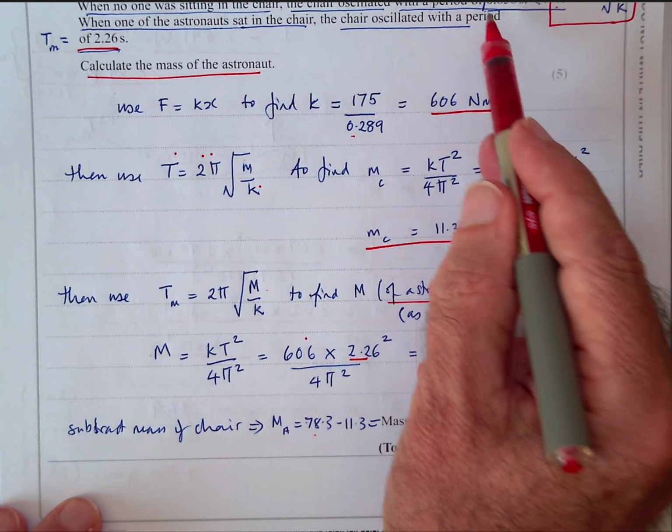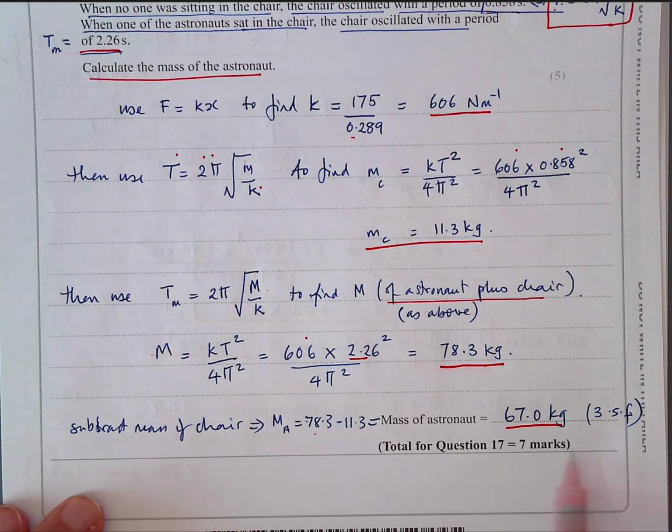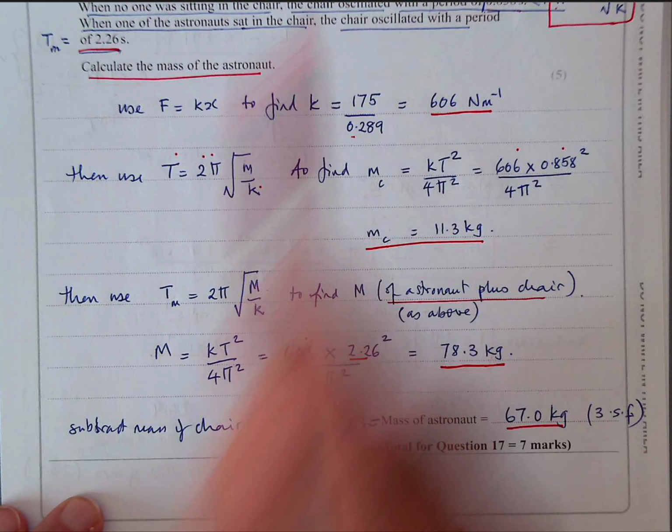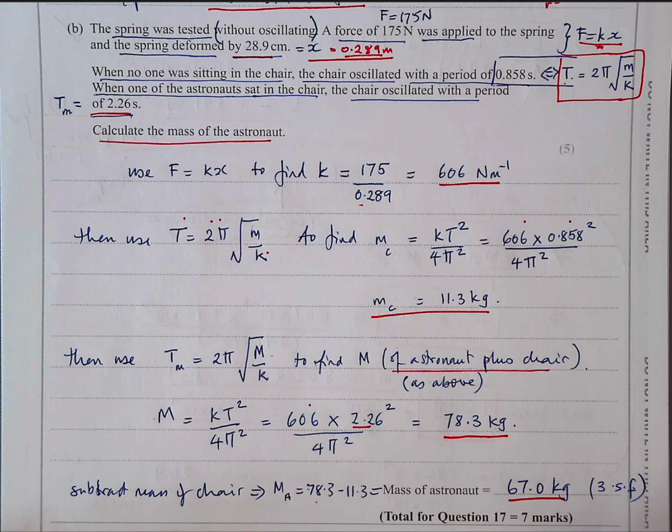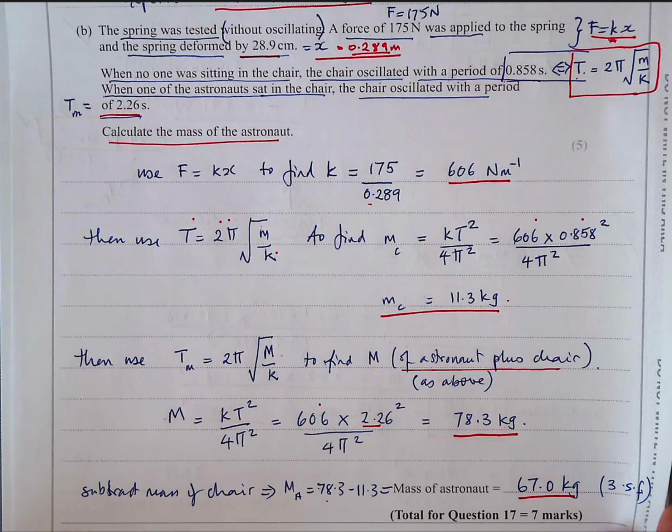Here we've got 3 significant figures, and here we've got 3 significant figures. All the data you're given is 3 significant figures, so your answer should be to 3 significant figures. That's question 17.